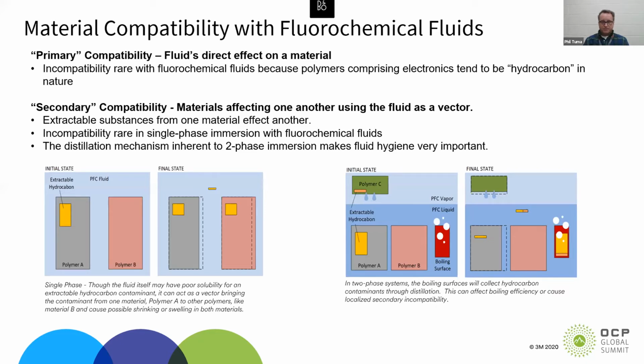Two-phase applications are categorically very different because we have distillation, a boiling mechanism that's present that isn't in single-phase applications. For example, the vapor that's generated during the boiling process is freshly distilled and has a high affinity for contaminants. So it can be very efficient at extracting materials from, for example, polymer C, which you see in the figure at right.